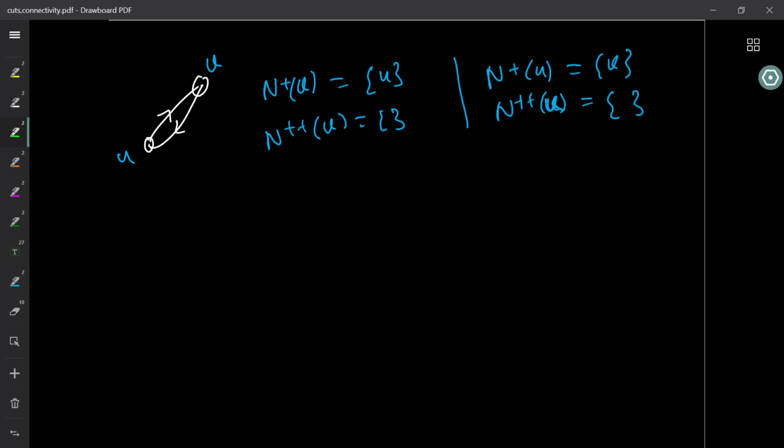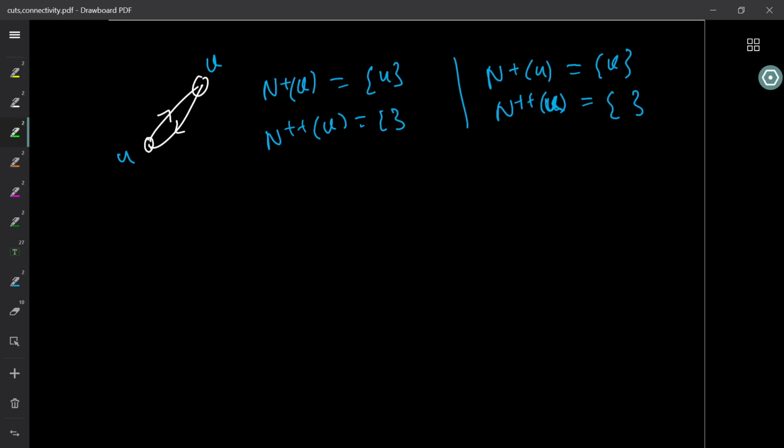Now, if you look at this digraph with the cycle of length 2, for the vertex, let's say u or v, if you look at the N plus of v, it is the singleton u, and N plus plus of v is the empty set. And similarly, N plus of u is the singleton v, and N plus plus of u is the empty set.